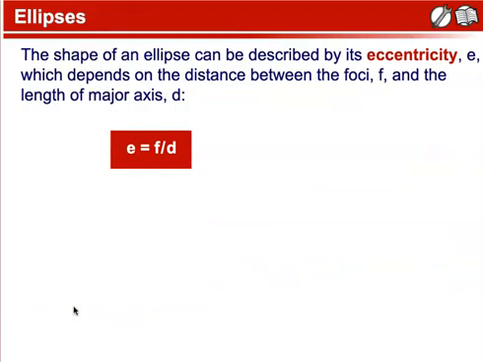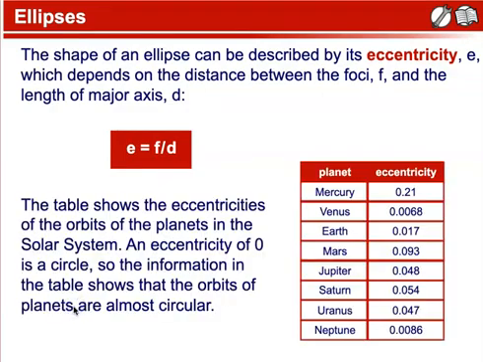Ellipses. The shape of an ellipse can be described by its eccentricity, E, which depends on the distance between the foci, F, and the length of the major axis, D. E equals F divided by D. The table shows the eccentricities of the orbits of the planets in the solar system. An eccentricity of 0 is a circle. So the information in the table shows that the orbits of planets are almost circular.